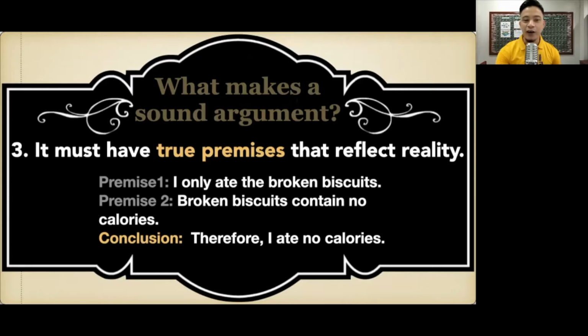Because premise 1, I only ate the broken biscuits, is okay, not arguable. But premise 2, broken biscuits contain no calories. If you know this from your science or from your health, all foods have calories because calories are a measure of energy. There is no way that biscuits, no matter how broken they are, would contain no calories, because your premise 2 is not true, it's not correct, it's not reflecting reality. Therefore, the conclusion that will come out of these two premises will not stand. It's not a sound argument.